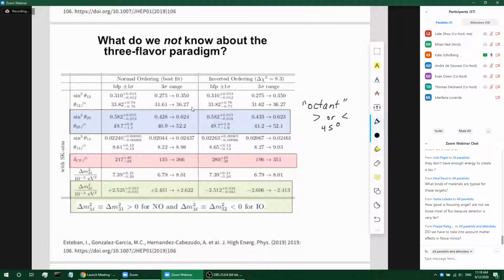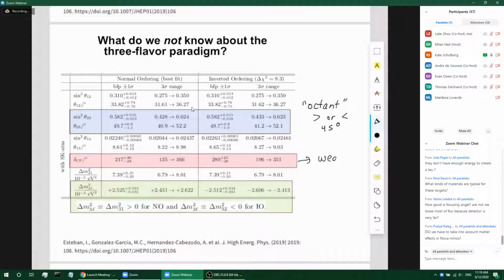And we don't know that because it's consistent with maximal. And of course, if it's exactly maximal, it's not meaningful to say what the octant is. It might be very, very close to maximal, but we don't know whether it's greater or smaller than 45 degrees. So that's an experimental question that we don't know. Somebody asked about that yesterday, I think. We are still going after that. It may be answerable.